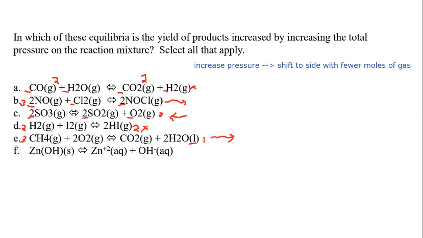In F, 0 moles of gas on the reactant side, 0 moles of gas on the product side. So this would have no change. So which ones will increase the products? That would be B and E.